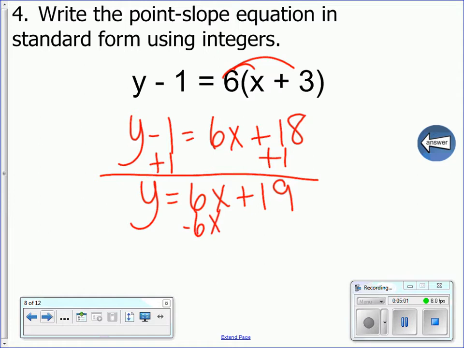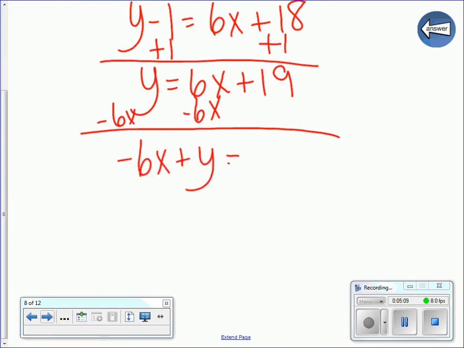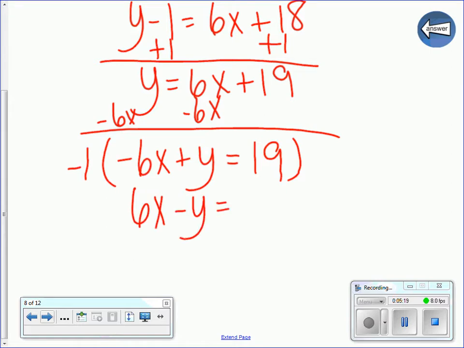Standard form, I'm going to have to subtract 6x from both sides. So I get negative 6x plus y equals 19. But again, I cannot have a negative number for my a, so I'm going to have to multiply everything by negative 1, and that gets me 6x minus y equals negative 19. So I have my standard form.